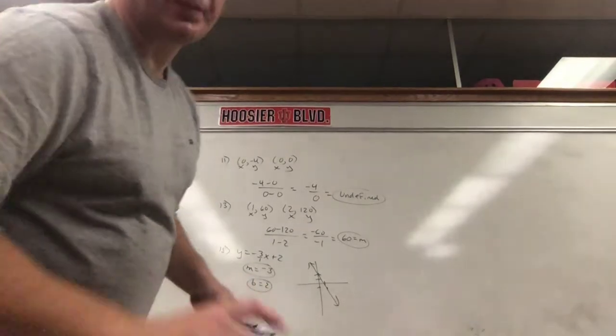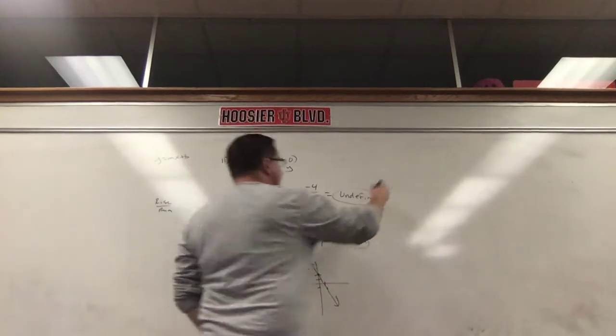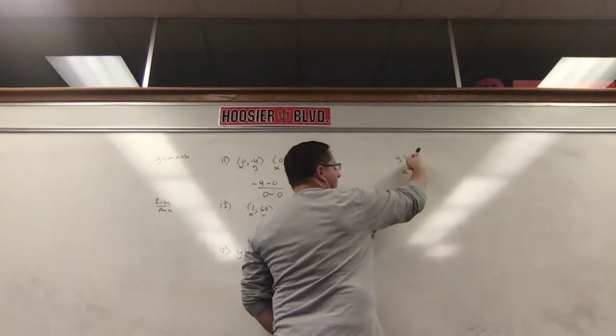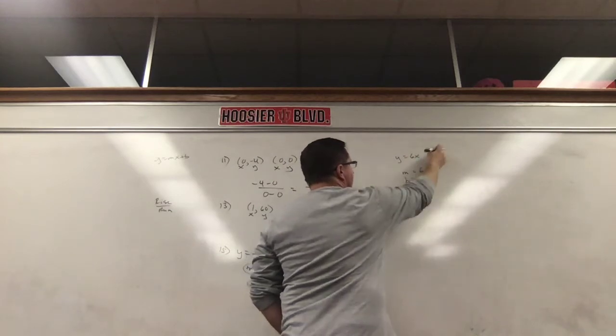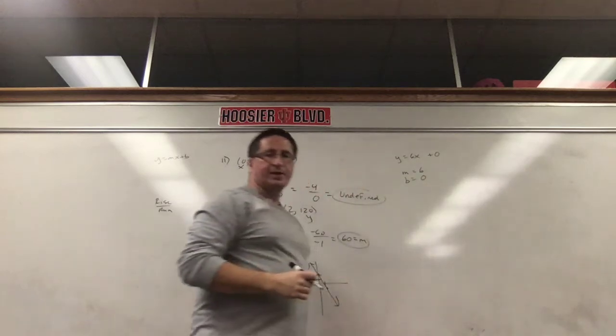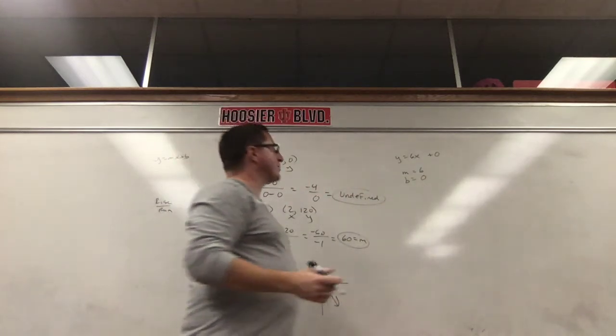Number 17, y equals 6x. Well, our slope is the number in front of the x, 6. b is the number you see out here. Well, you don't see anything here. Well, I could put plus 0, and it's not going to change it. This problem's done, but let's go ahead and graph this thing.